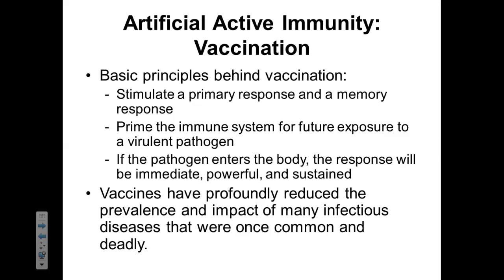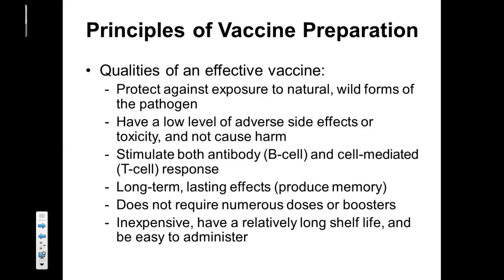If the pathogen enters the body in the future, the response is going to be very quick, very immediate, powerful, and sustained. That secondary response is going to be much more robust. We've found that vaccines have profoundly reduced the prevalence of common diseases that used to be the big killers in the developed world. Now the big killers in the developed world are lifestyle diseases: cardiovascular disease, lung cancer, diabetes, diseases that are more strongly influenced by lifestyle choices than being infected with a pathogen. But 100 years ago, more people died from pathogens than they did from lifestyle diseases.